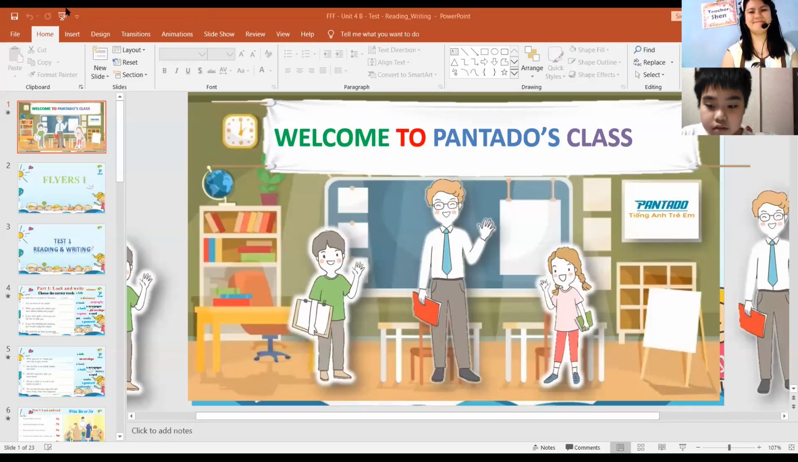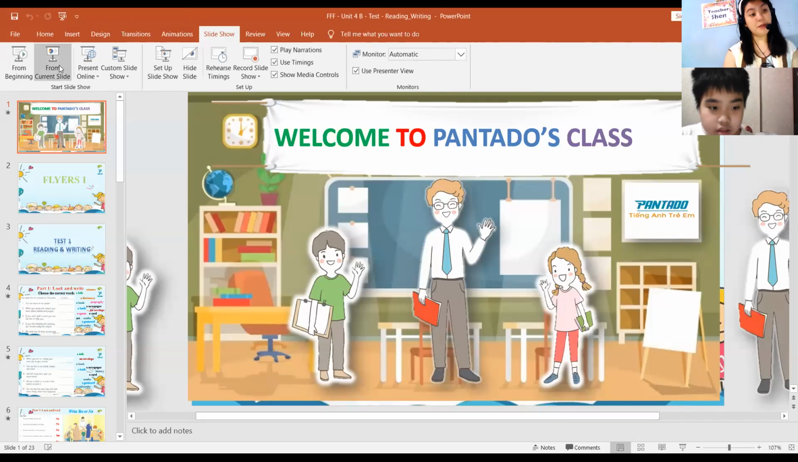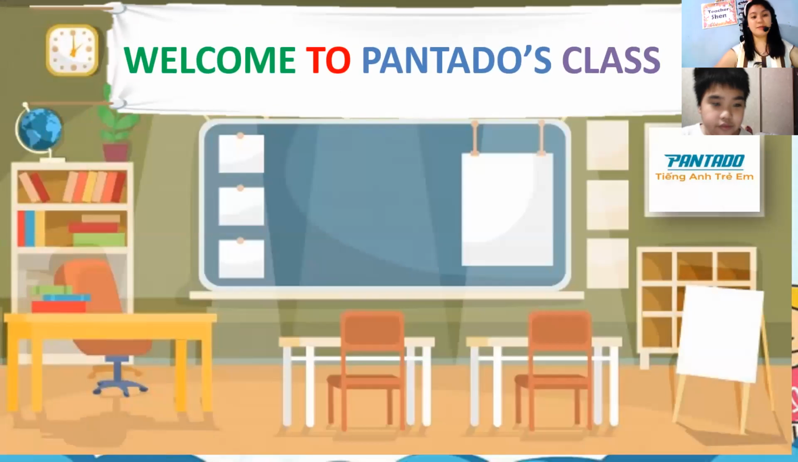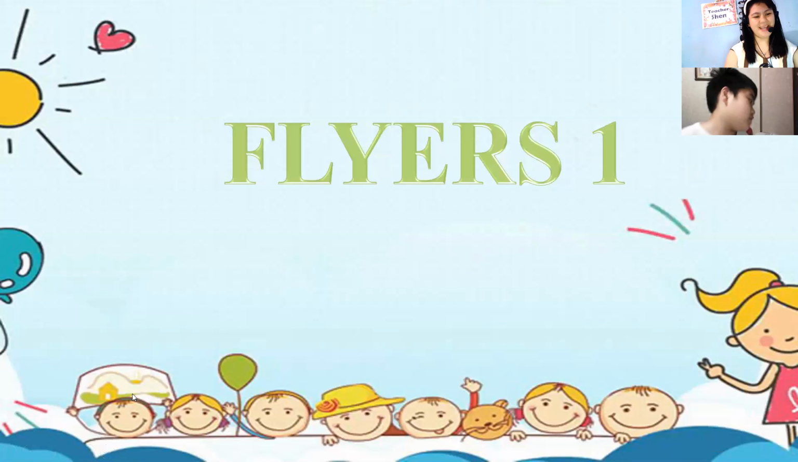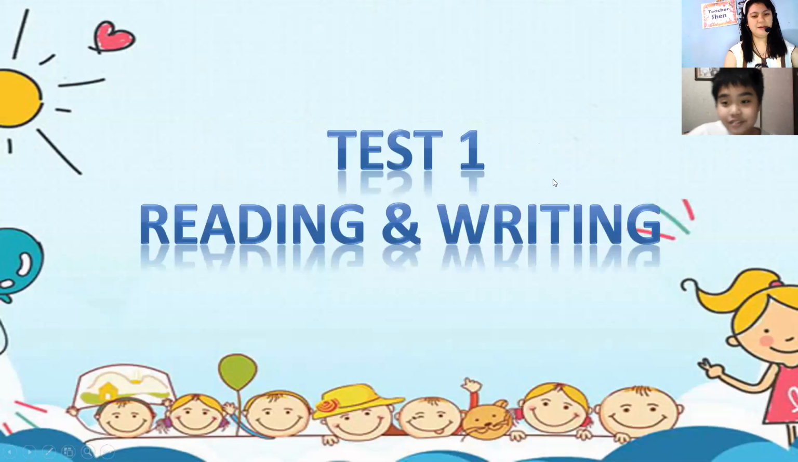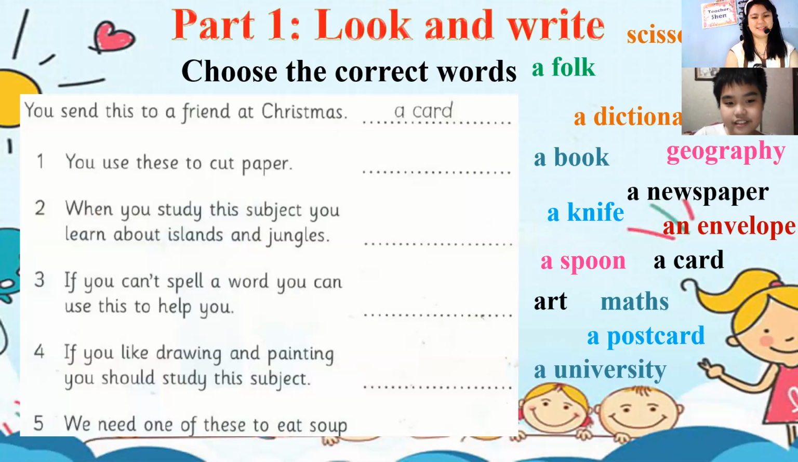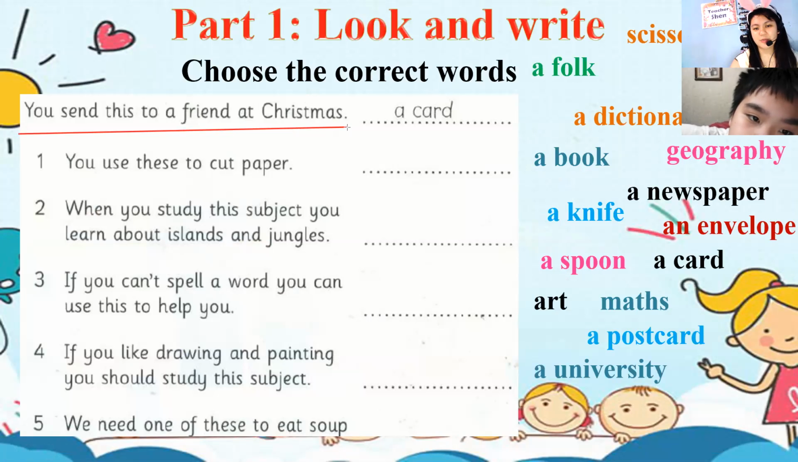Okay? Now, before we start, do you have any question? Okay. Now, reading and writing. Part one, look and write. You are going to choose the correct words. For example, you send this to a friend at Christmas. What is that? It's called a card.